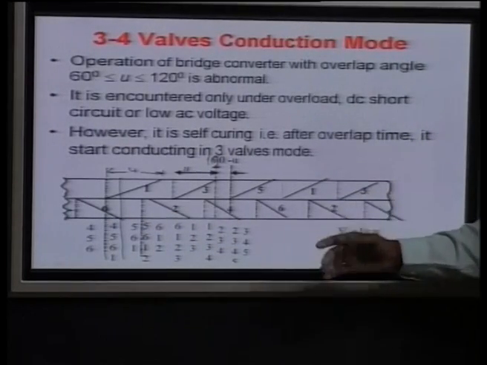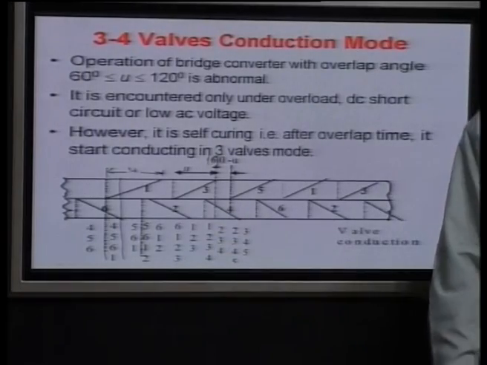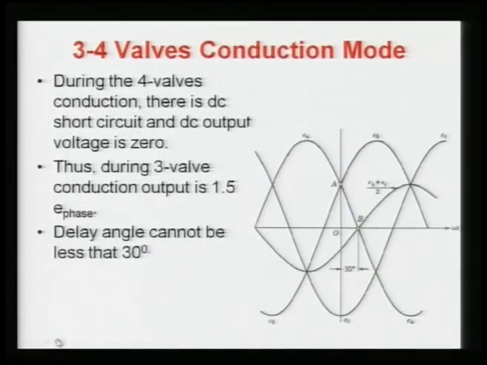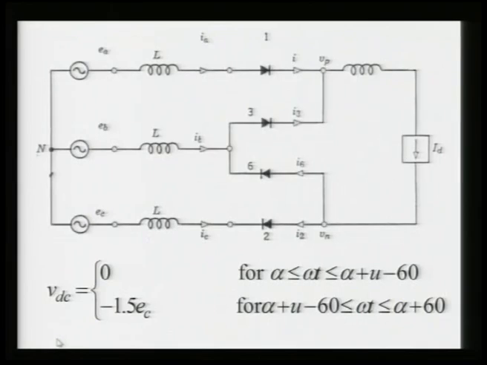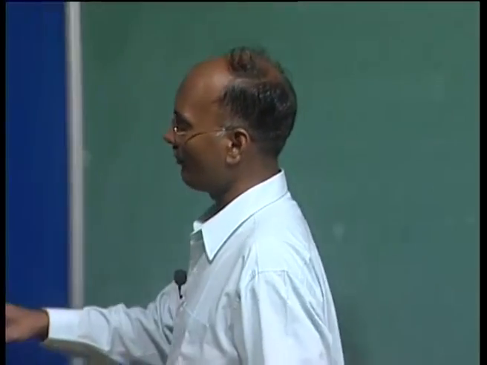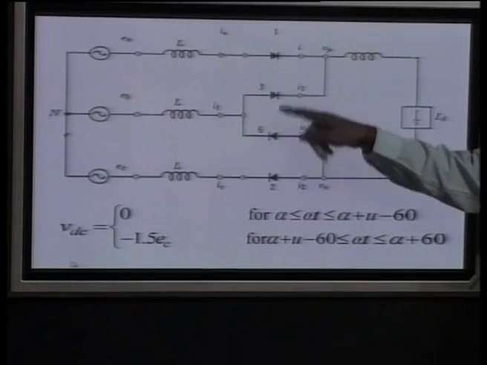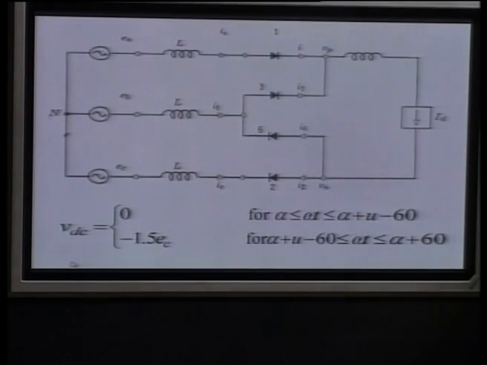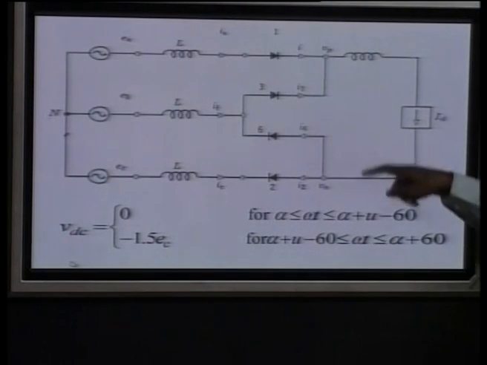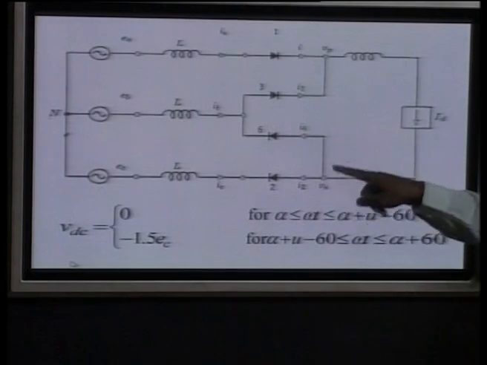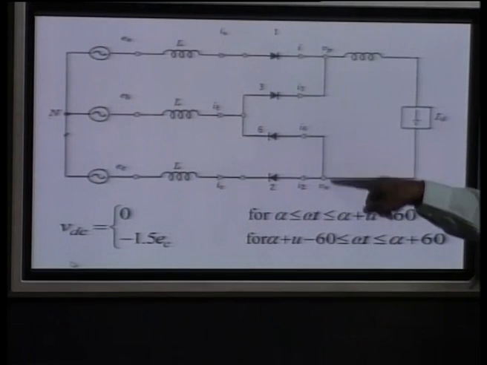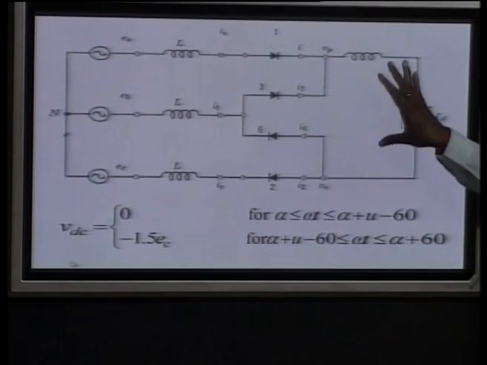Now, let us see the case when 4 valves are conducting, and for 4 valves you can see this diagram. This is the case when valves 6, 1, 2 and 3 are conducting. Now, you can see this is a direct DC short circuit, because this is conducting, this is conducting, this is conducting, but this is a short circuit. So, the output voltage becomes 0 during that period.